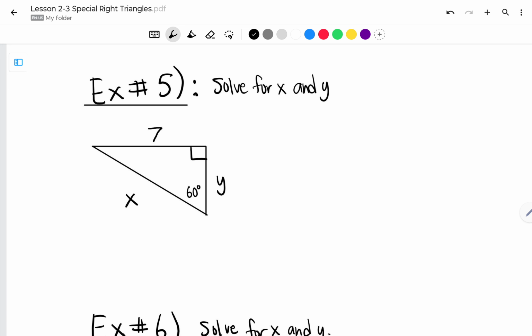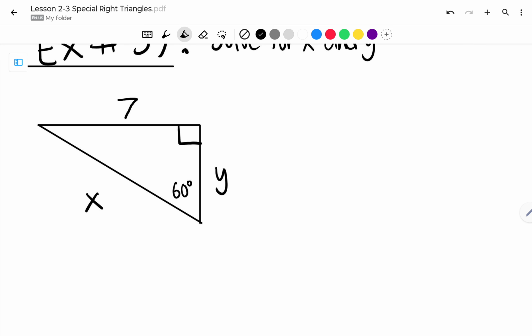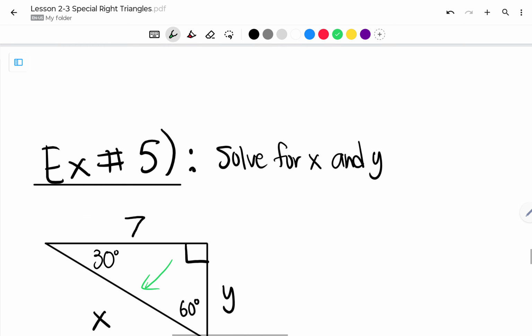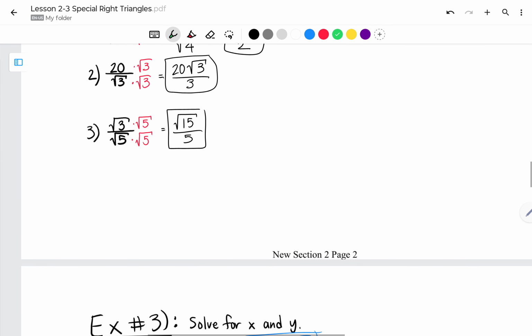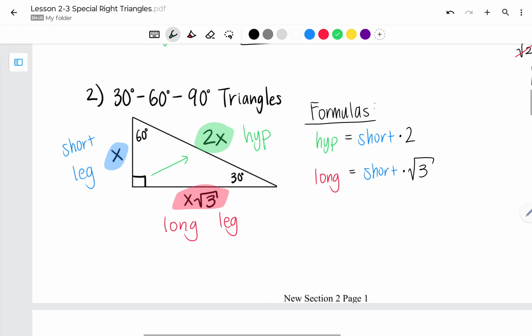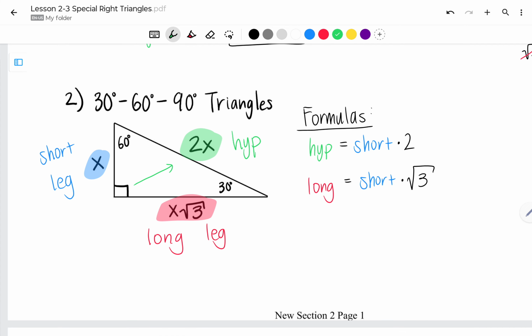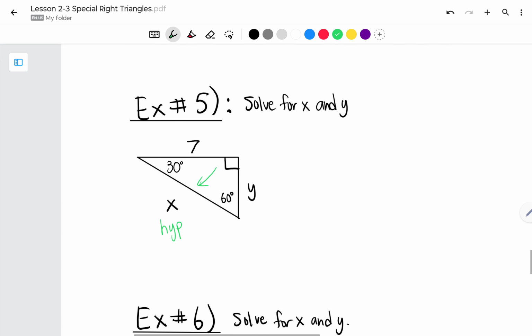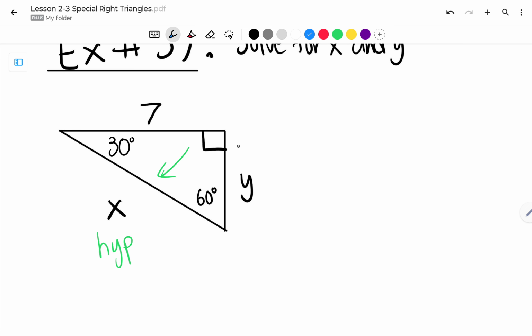Sorry. I'm exhausted, guys. I'm putting in the work. Okay. 30, 60, 90, right? Looking at the angles, this is 60 degrees, 90 degrees. That means that last angle has to be 30 degrees, right? Let's label my sides. Label the sides hypotenuse. So remember, this is the 30, 60, 90 one. We're going back to this one right here, 30, 60, 90. So I have to use these formulas as well. Hypotenuse, this is clearly the short side. This is clearly the long side.